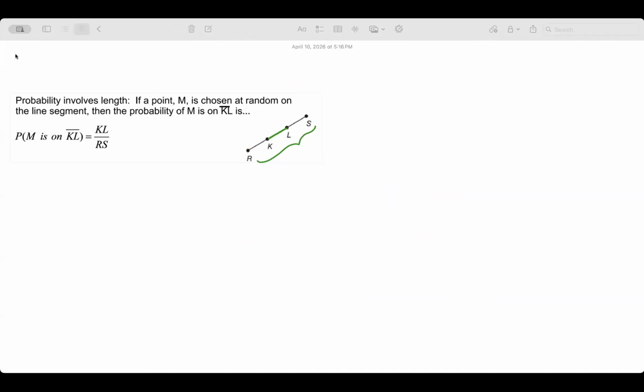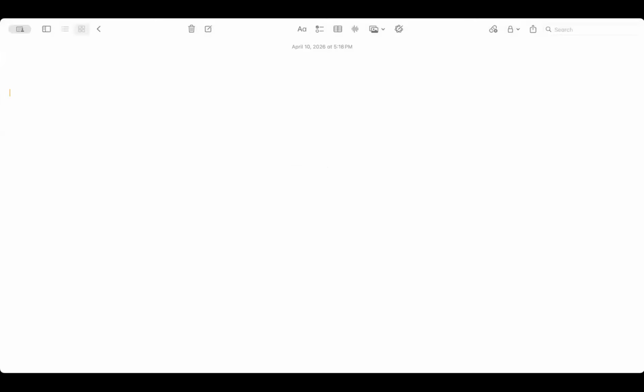Okay, let's see. How about this? This is a good one. I'll wait, guys. You're going to find out what is the probability of the point X chosen at random to be on LN.